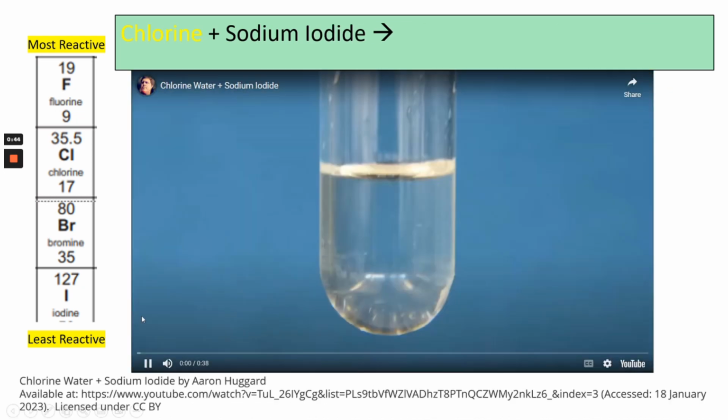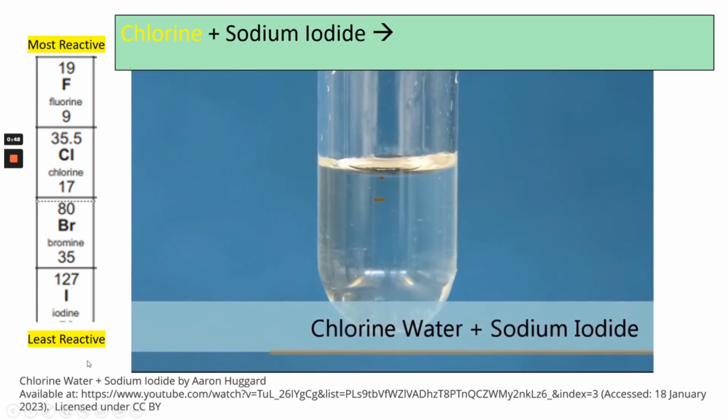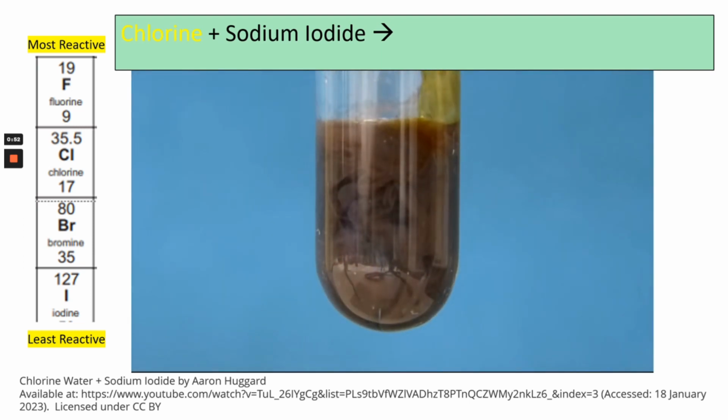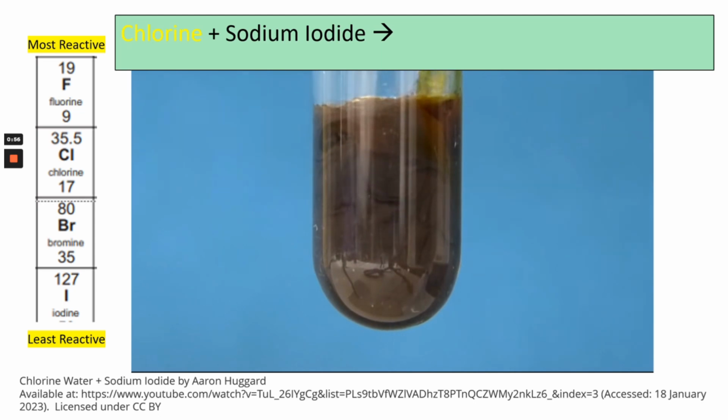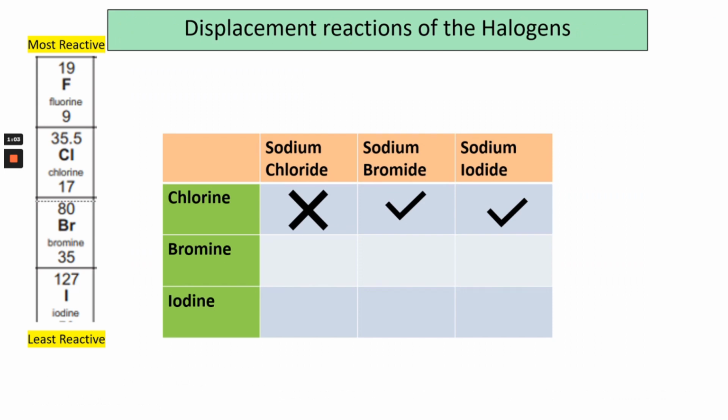Now chlorine and sodium iodide. Chlorine again is yellow, sodium iodide is colourless. We see a chemical reaction taking place where the chlorine displaces the iodide from its salt to produce purple iodine and sodium chloride. Fill out your table as shown below.